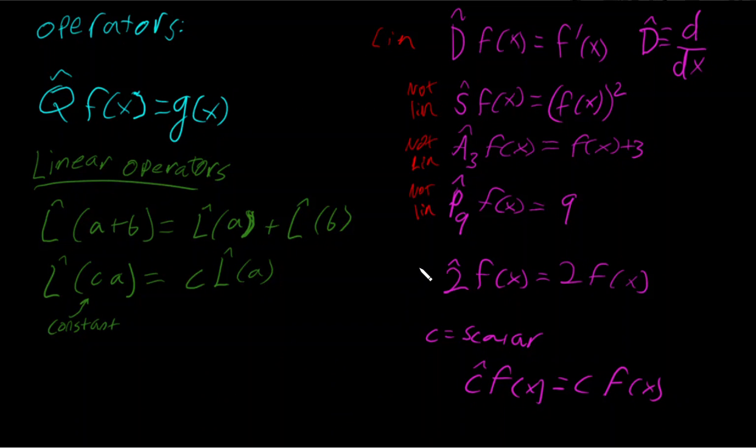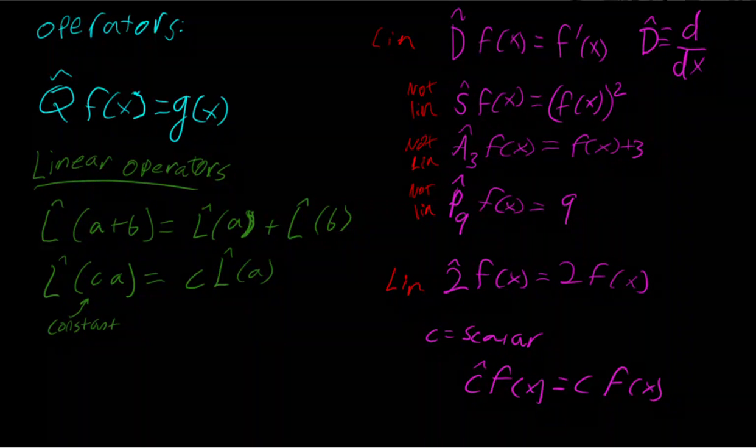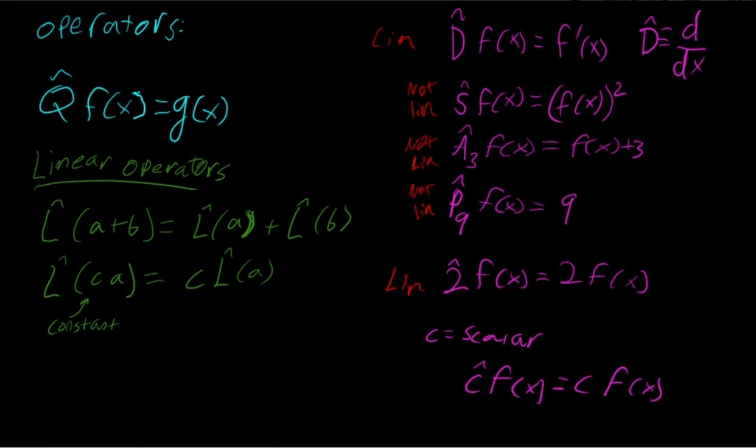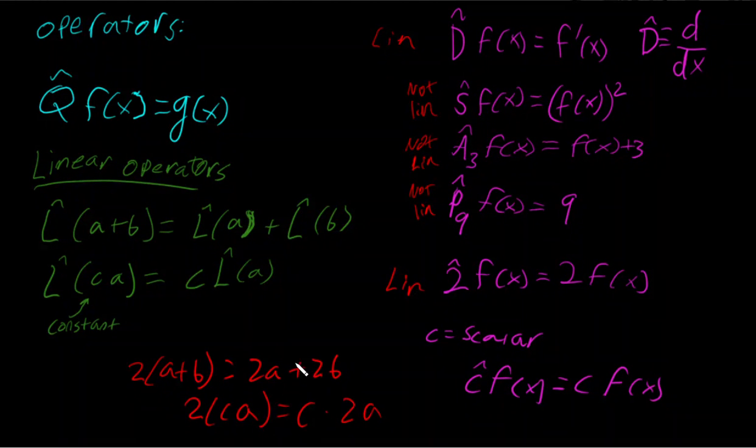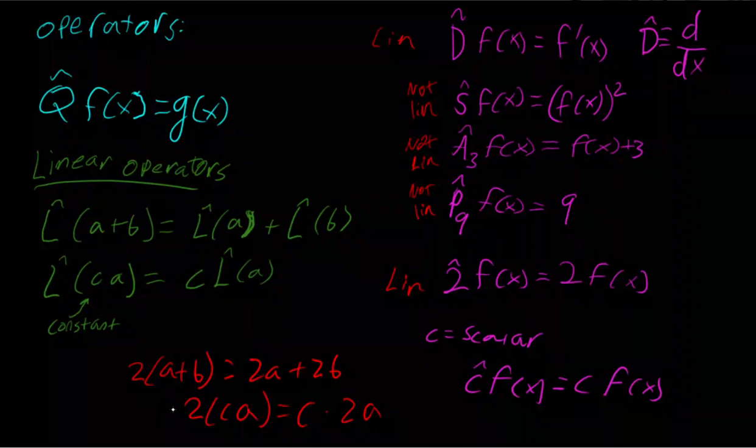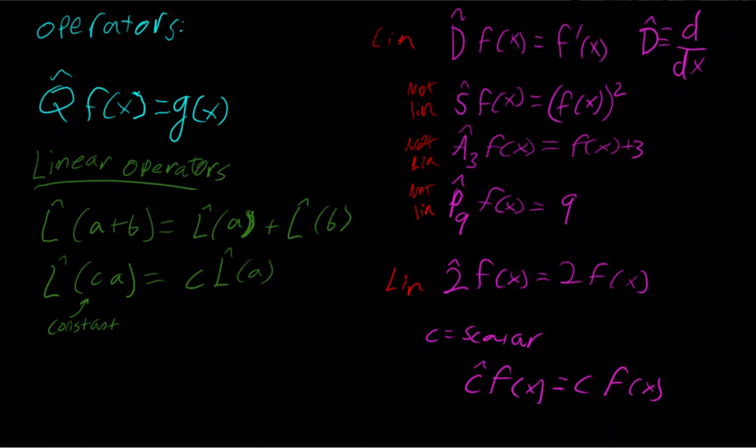And multiplication is linear, if we think about it. 2 times A plus B is 2A plus 2B. 2 times CA is equal to C times 2A. This is the distributive property of multiplication. This is the commutative property of multiplication, or actually I think it's both commutative and associative. So that's linear operators.